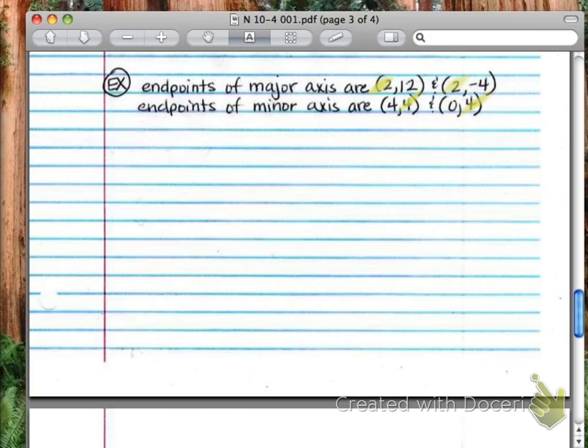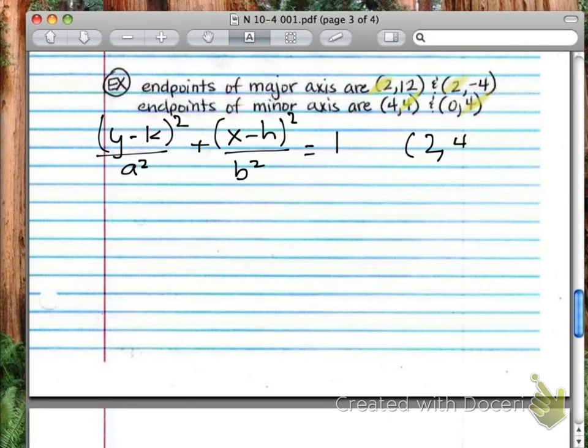So what form are we using? (y - k)^2 over a^2 plus (x - h)^2 over b^2 equals 1. Okay. How do I find the center? Distance divided by 2, but the midpoint will actually be better. So I'm going to use the midpoint. (2, 4) is your midpoint. Make a note, if you're taking notes.